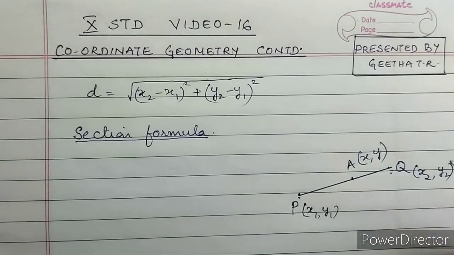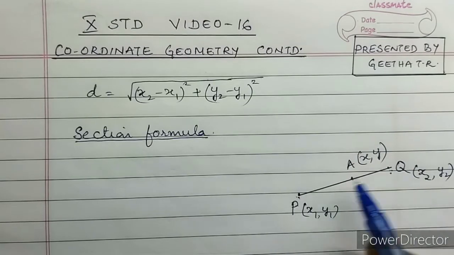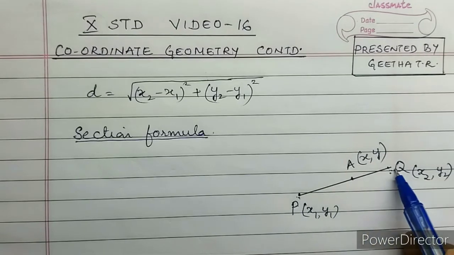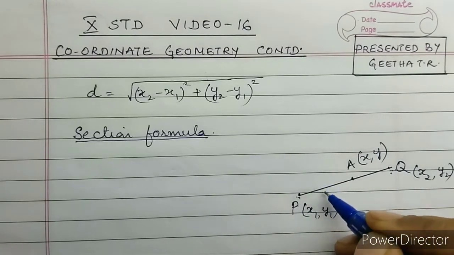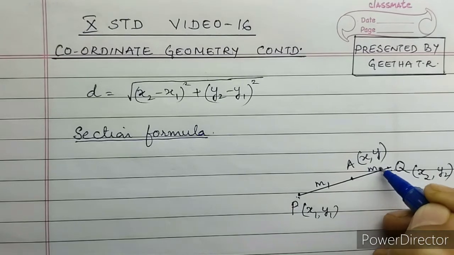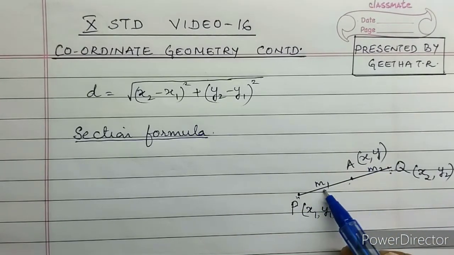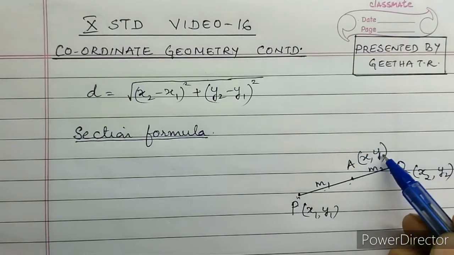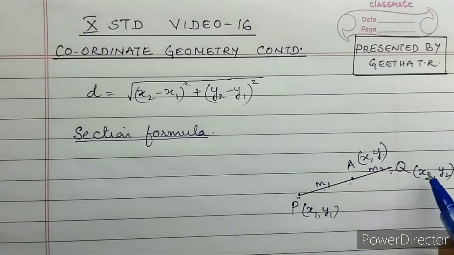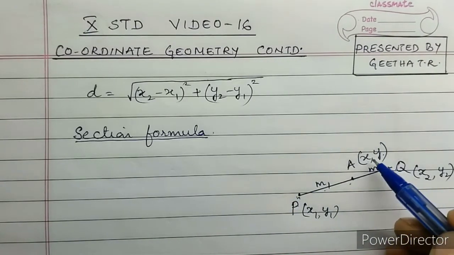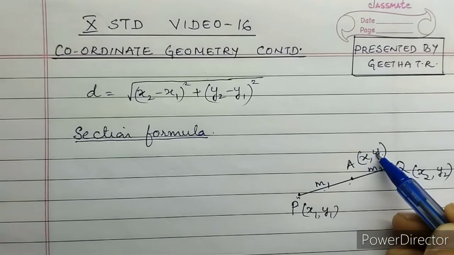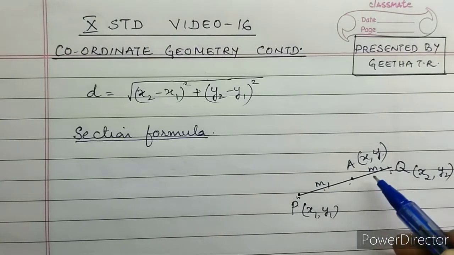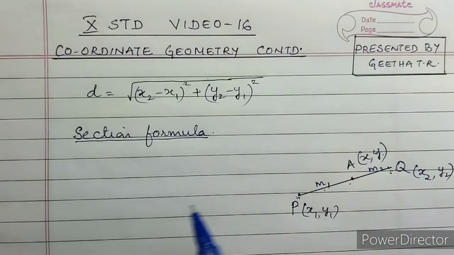and I am giving the coordinates as x and y. So A is a point in between P and Q such that A will divide PQ in the ratio m1 is to m2. So first part is m1 and second part is m2 and coordinates of A are x and y. Now you have to find the value of x and y, the coordinates of the point which is dividing the line PQ in the ratio m1 and m2. So this is section formula.